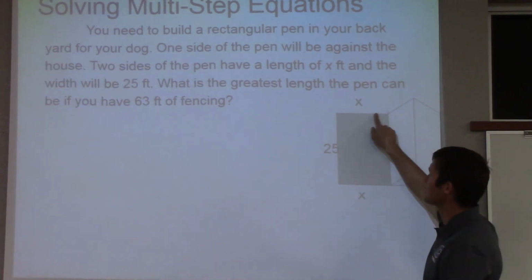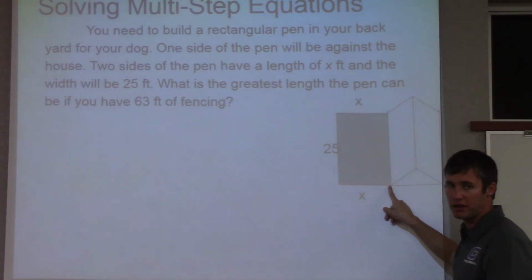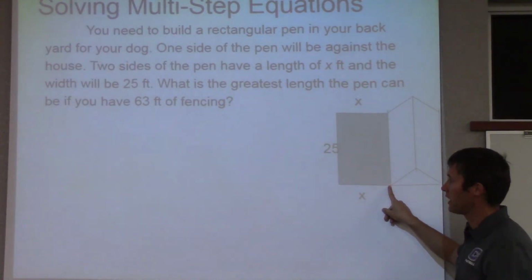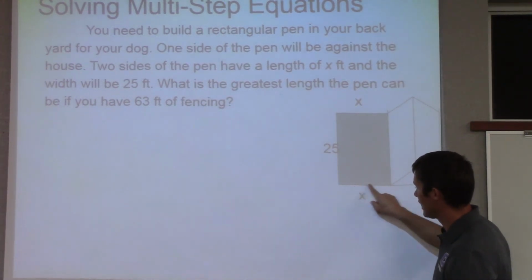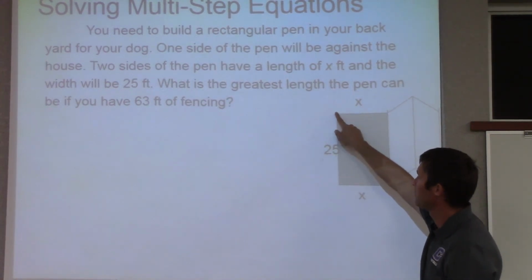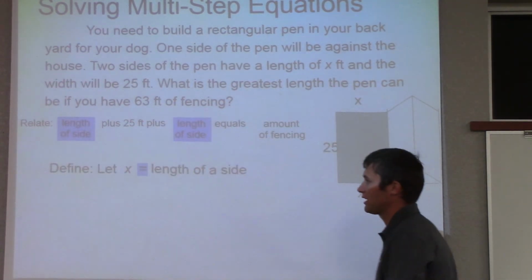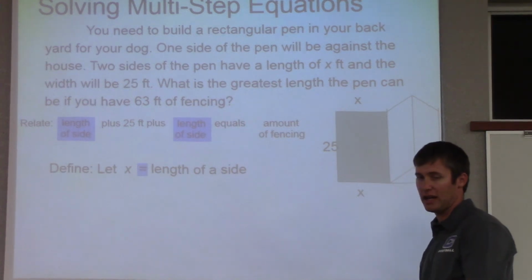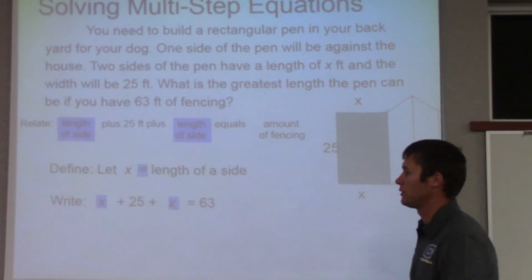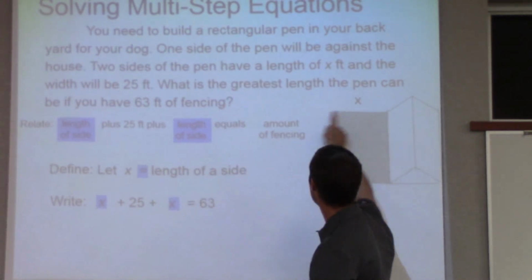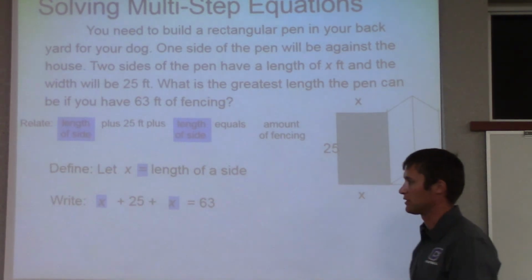So if I added up this length, and this length, and this length here, we should have 63 feet of fencing. So what we're going to go ahead and do is write an equation. So to find the perimeter, we add up X plus 25 plus X, and that should be 63 feet. So we'd write that. Okay? What does X stand for? X is the length of this side here. So we'd say X plus 25 plus X is equal to 63.